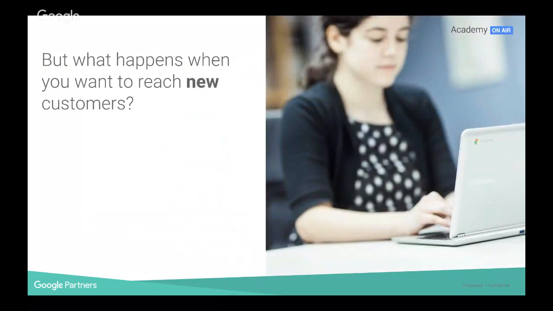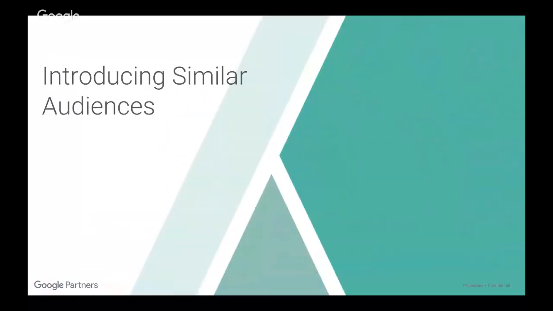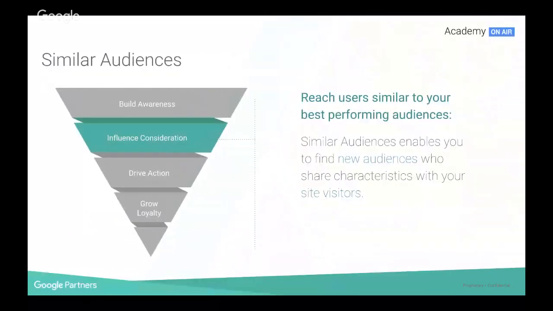But what happens when you want to reach out to new customers? That's why we're introducing similar audiences today. When you think about a marketing strategy, again, audience is not a guessing game, and audience is really related to your strategy and to the objectives of your marketing strategy. All audience solutions are not the same. Remarketing objectives are not the same as similar audiences objectives. Remarketing is for driving action, or to grow loyalty if you're targeting, for example, past purchasers, while when you use similar audiences, you're trying to influence consideration.